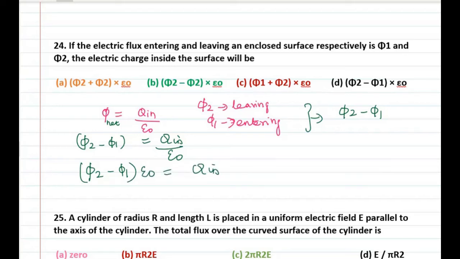So among the options, phi 2 plus phi 1 is wrong, phi 1 plus phi 2 is also wrong. You have to get phi 2 minus phi 1 into epsilon naught. So the option is D. Just substitute in the Gauss law mathematical expression, then you will get the answer.